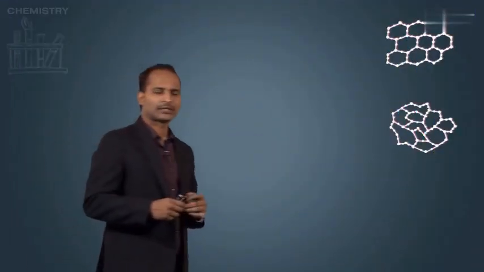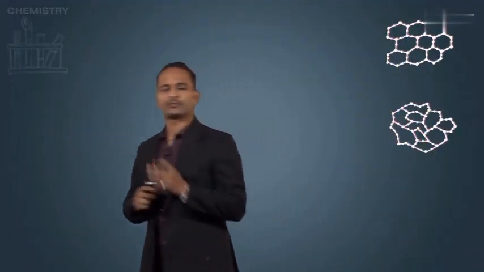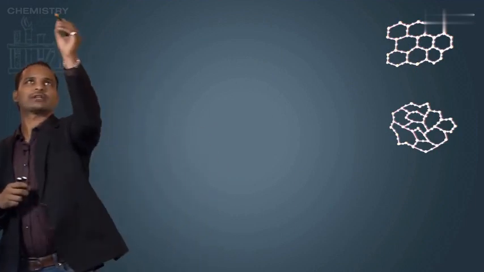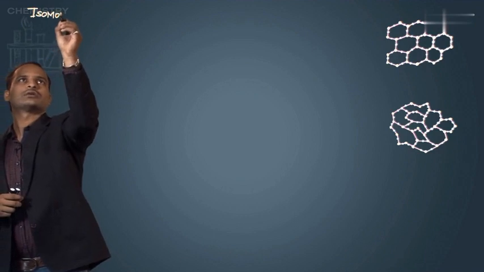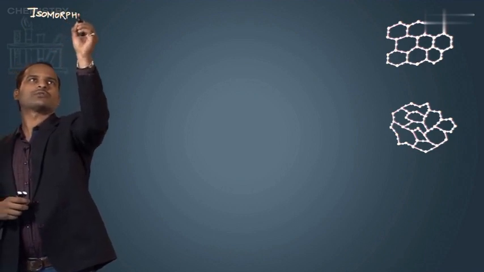Now let's see certain terms which are used in the chapter on the solid state. One is called isomorphous and polymorphous substances. So what is isomorphous and polymorphous?